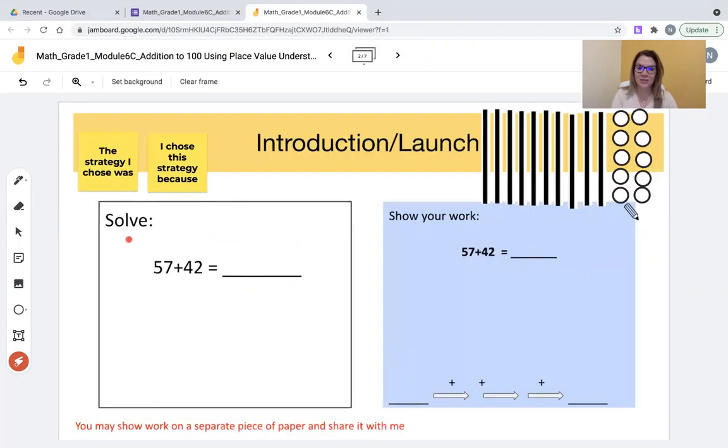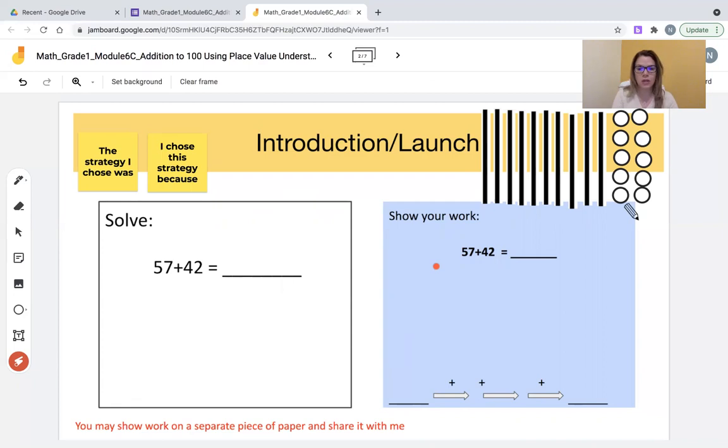On this introduction page, the directions are solve 57 plus 42 equals. In the blue square, you will show your work. Students and scholars, choose one strategy to solve 57 plus 42, and then show your work in the blue square.